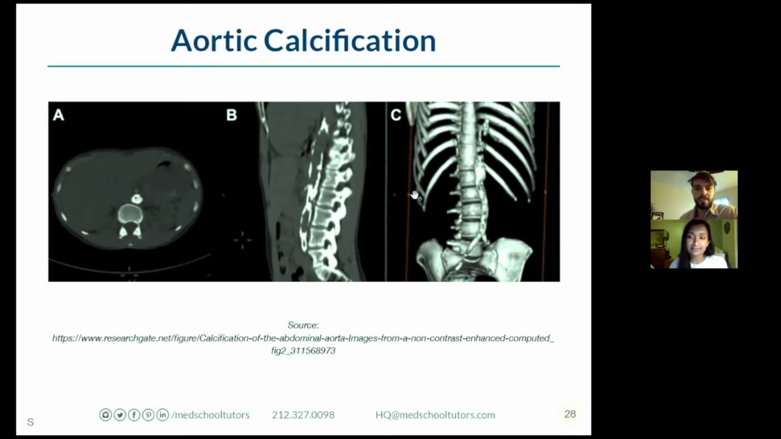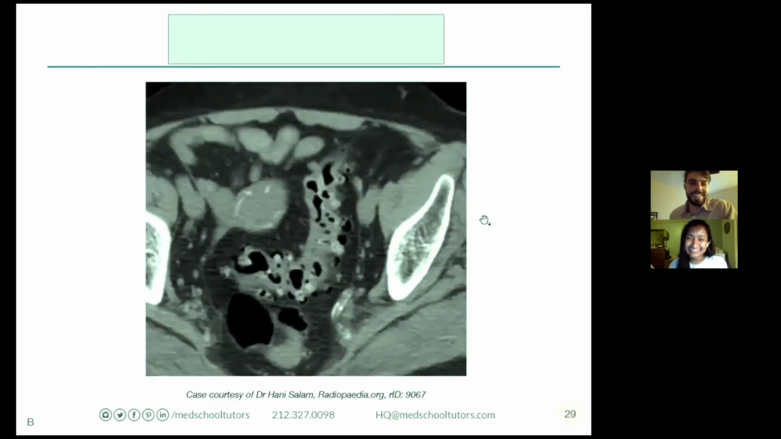Oof. All right. Yeah, not good. No bueno. Second vertebrae there. Oh, I know, seriously.